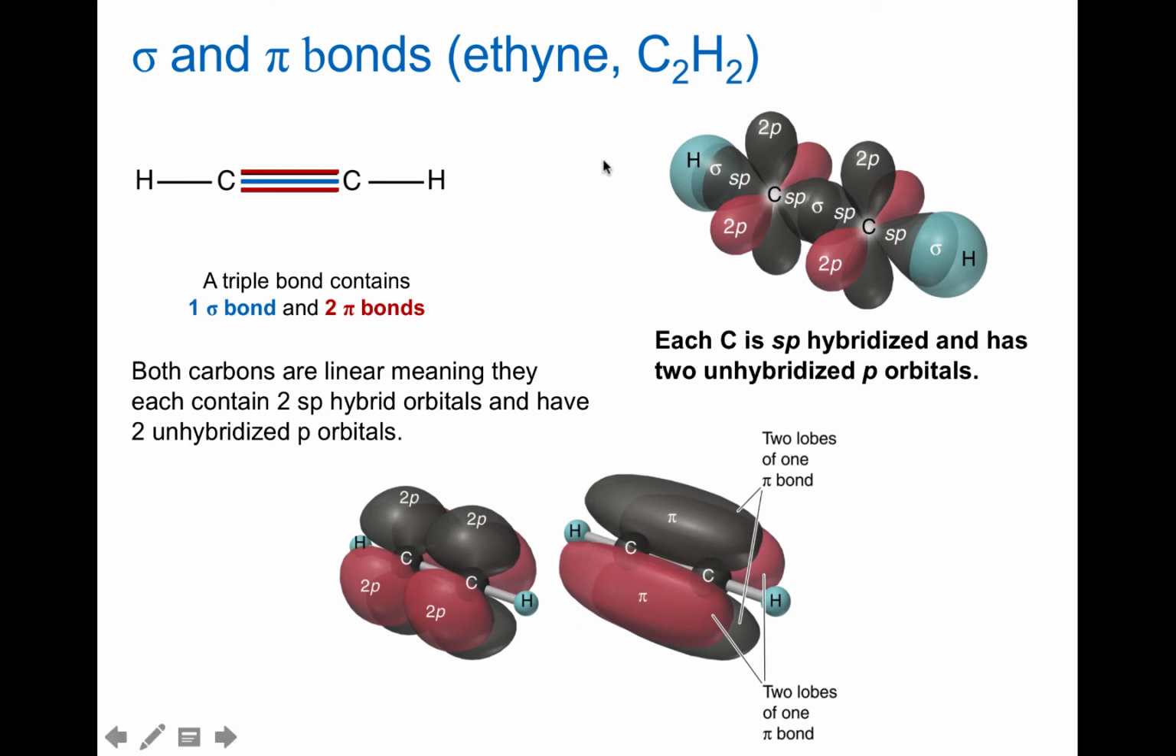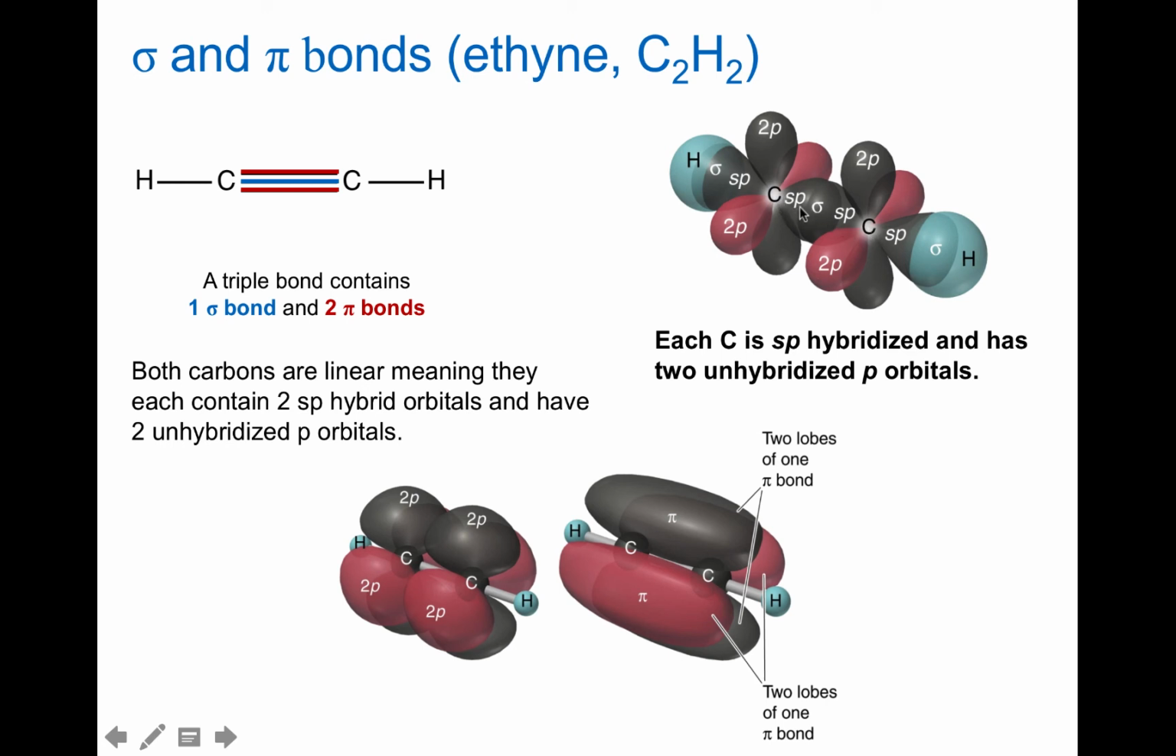The last example is ethyne, where there is a triple bond between the 2 carbon atoms. Each of the carbon atoms has sp hybridized orbitals because it's linear electron group arrangement. It's got a total of 2 sp hybrid orbitals. Each of the sp hybrid orbitals is used to make a single bond. So one of the single bonds goes to hydrogen, one of them goes to the other carbon. And so there's one sigma bond between the 2 carbon atoms.